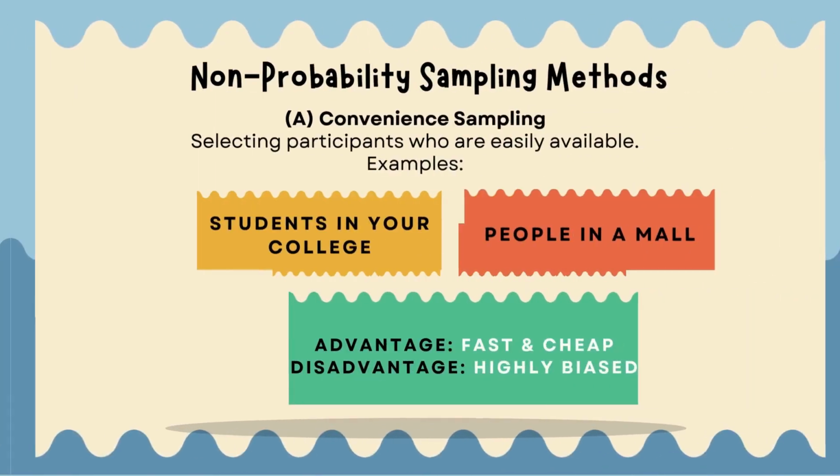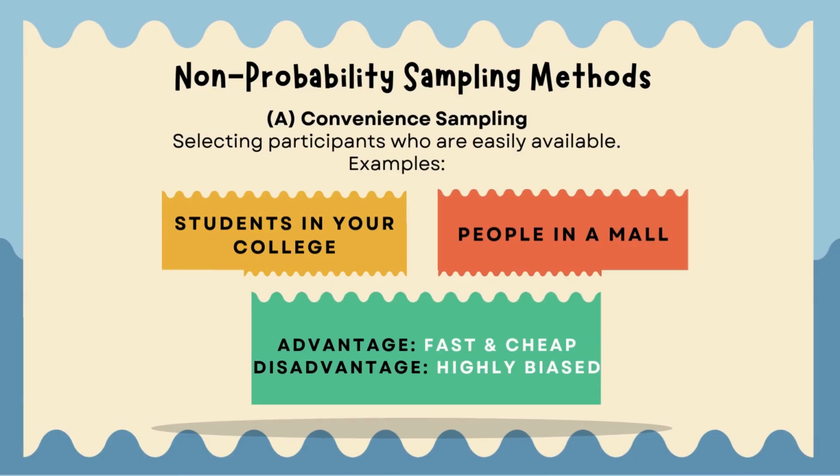Now let's move to non-probability sampling methods. We now examine the non-probability sampling methods. The first is convenience sampling. Participants are selected based on their easy availability. Examples include people in a mall or students in your college. Its advantage is that it is fast and cheap, but its disadvantage is that it is highly biased.